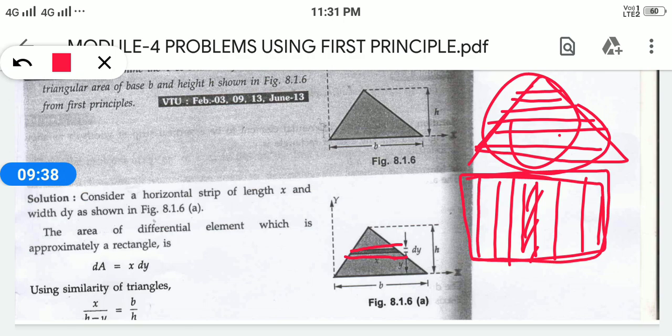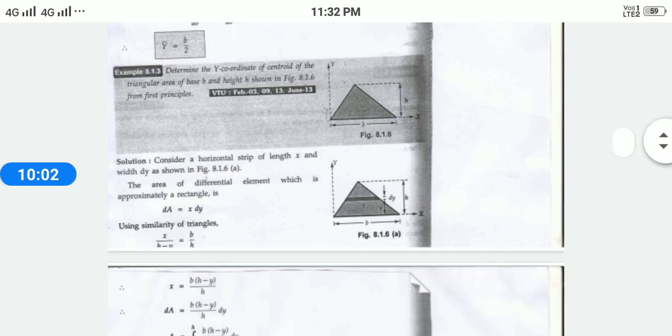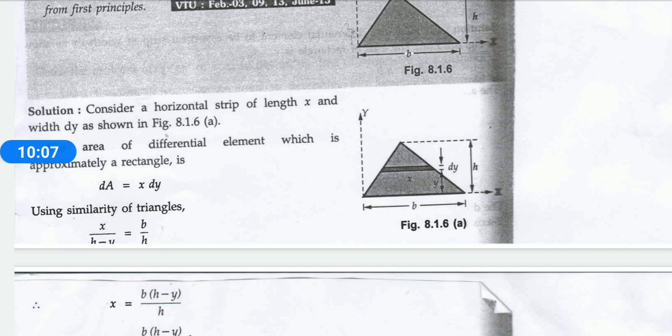This is your dy. This is your element, x-axis is x. So what will be the area? Area is equal to x into dy. Got it? But using your similarity of triangles formula, we need to find whether the x or your y. But in the question what they had asked, you need to take from this dA. This dA is equal to x into dy. If you are considering vertically, the value will change. Further sums we can deal with that, but for this sum dA is equal to x into dy.